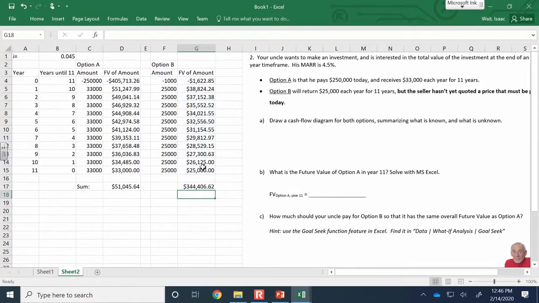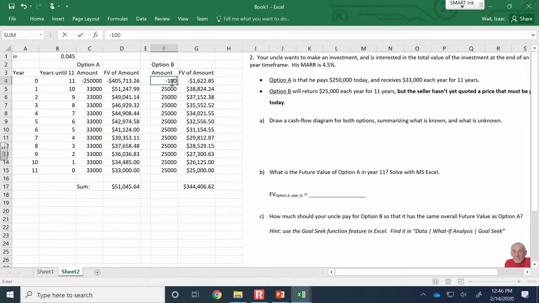So the question is, how much should the uncle pay in order for it to be equal? And so the option A has the value of $51,000, and option B would be great if you could get this $25,000 a year by only paying $1,000 up front, you'd be doing great. But what we want to know is how much can he pay and have the same equivalent value in future terms. And so in order to do that, we could keep manually adjusting it.